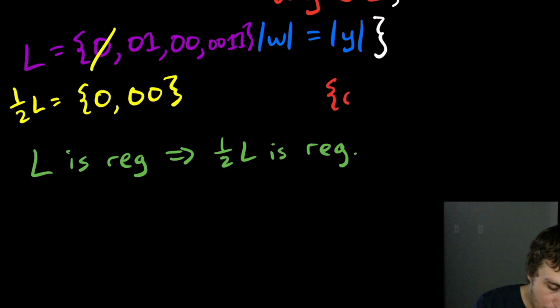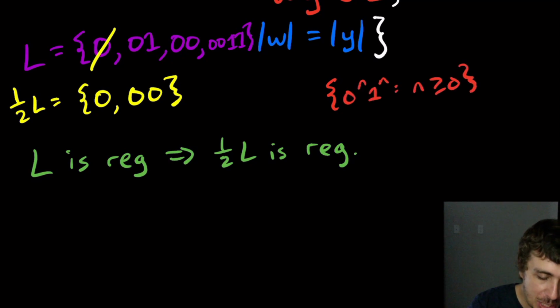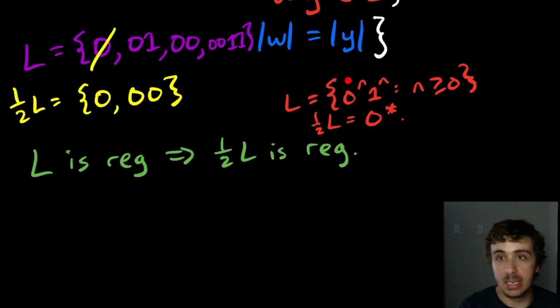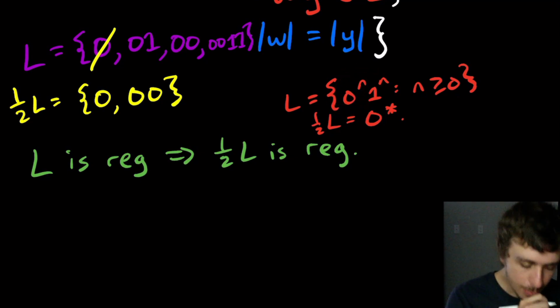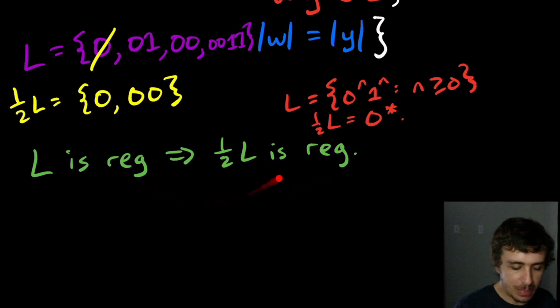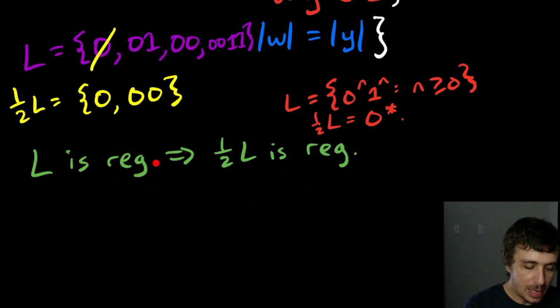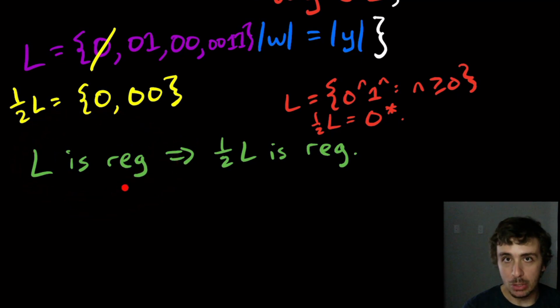So as an example, if we take 0^n 1^n, where n is at least 0, that's not regular. So let's say that L is that. Well, then half of L is going to be just 0 star, because we just take the first half of the strings, and those are just the zeros at the beginning. And that is regular. So there's got to be something really interesting here, that it's not always the case that half of L is regular, but if the original language is regular, then half of L is regular.